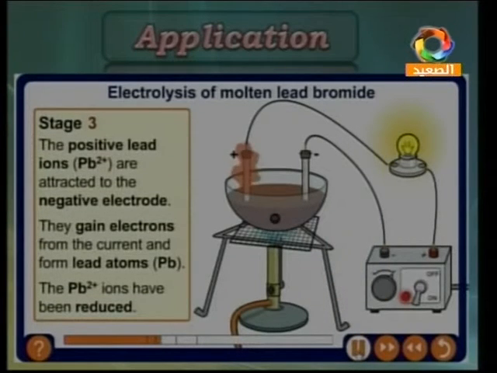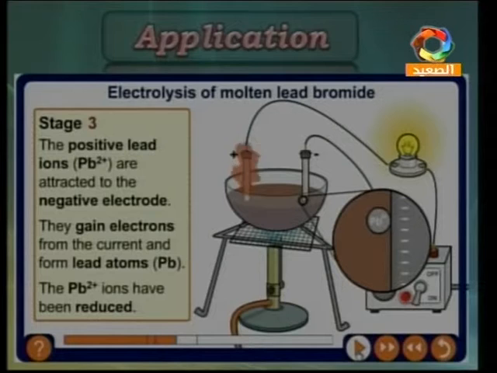We have number 3: the positive lead ion moves to the negative electrode. Here the Pb2+ ions gain electrons from this pole and change into atoms that precipitate in the bottom part of the container.